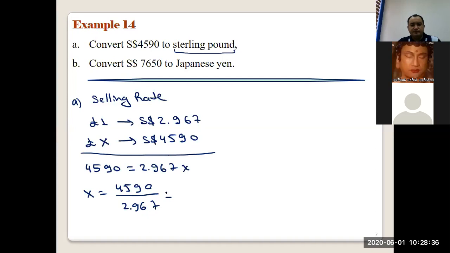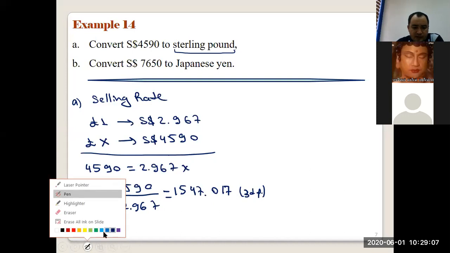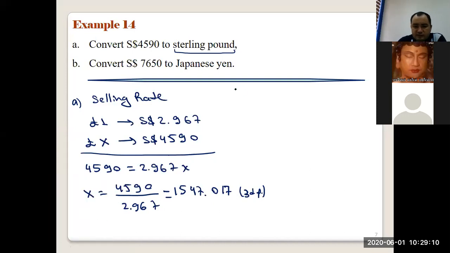That's equal to 4590 is divided by 2.967, right? That's equal to 1547.017. Here, correct to 3 decimal places. Okay. All right. That is the answer to the first question. And just to make a difference between this solution, let me change to green.